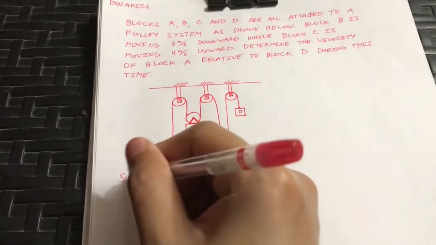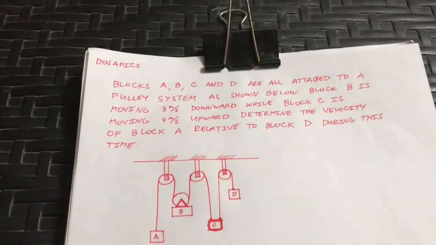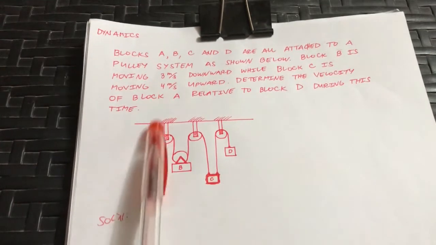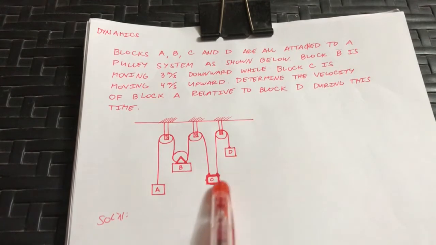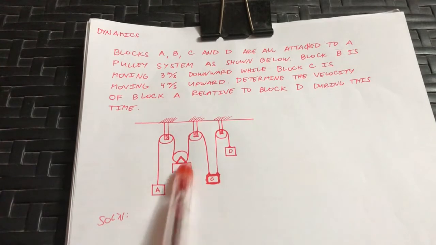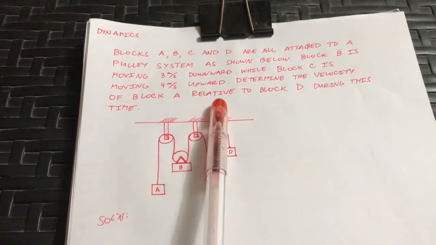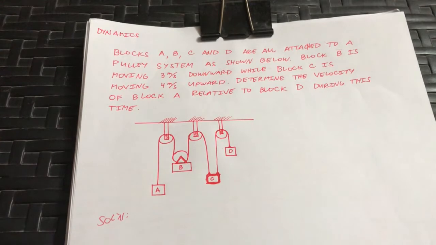Okay, let's try and solve this problem. Now, this problem is a mixture of both dependent and relative motion. The dependent motion in this problem is that we have blocks within a pulley system. So notice that if A moves, it will affect the movement of B and C. Also, if D moves, it will also affect the movement of C. So we have a dependent motion here. Also, the question is about relative velocity. So this is a mixture of relative motion and dependent motion.